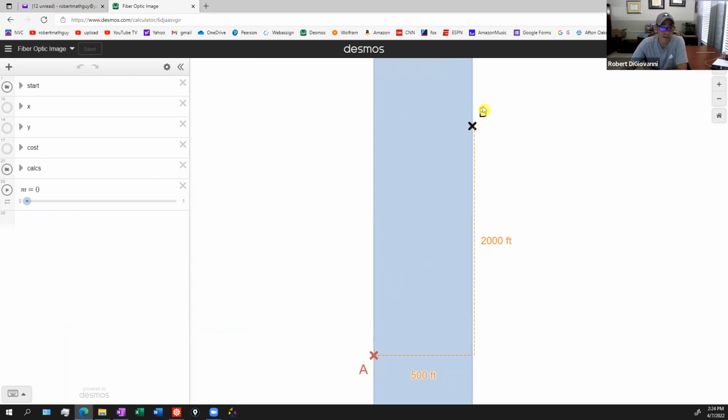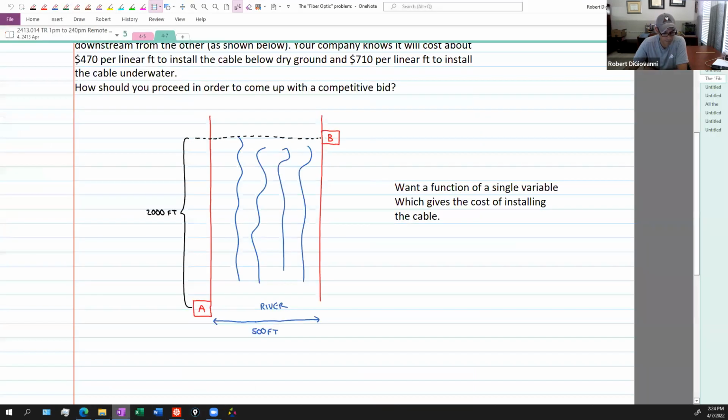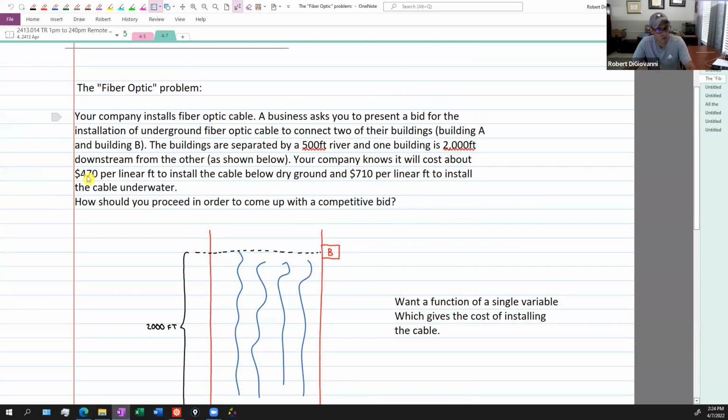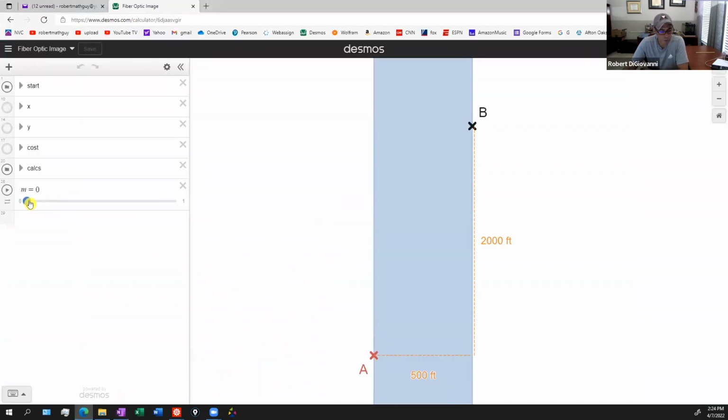If we're going to lay this fiber optic cable, we can do it along the side of the river. That would be less expensive, wouldn't it? Go back to the note here. Anything that we do on dry ground is cheaper, right? It's $470 a linear foot to lay it there. But if we ever have to go underwater, it's going to be more expensive, right? So there's different ways we can do this, right?